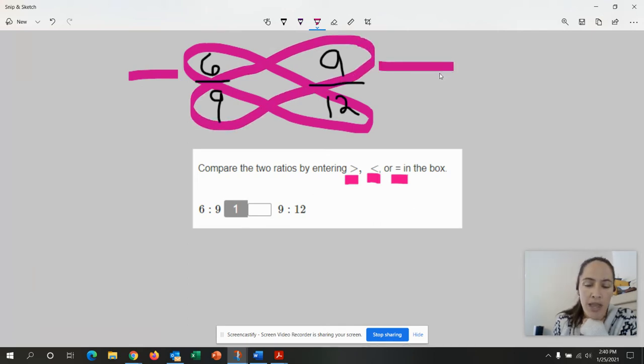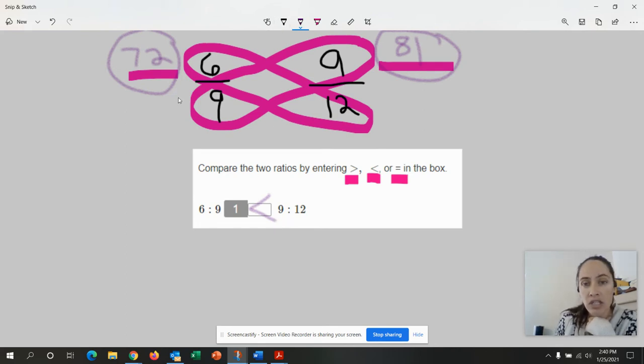So now we multiply. We're going to multiply the opposite numerator and denominator. We're going to end up with 9 times 9 is 81. 12 times 6 is 72. Now you can just compare these top numbers and you'll be able to see, okay, well, 72 is less than 81. That's the butterfly method. Essentially what you're doing is creating an equivalent fraction, but you're just looking at the numerators because the denominators are going to be the same.